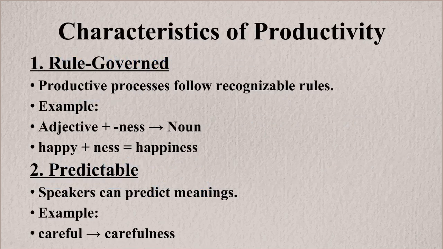Now let's move towards the characteristics of morphological productivity. First is that it is rule-governed. It is called rule-governed because productive processes follow recognizable rules. For example, the combination of an adjective and the suffix -ness makes a noun. Happy plus -ness equals happiness. Its second feature is that it is predictable. It is considered predictable because speakers can predict meanings. For example, the word careful helps to judge the meaning of carefulness as a noun.